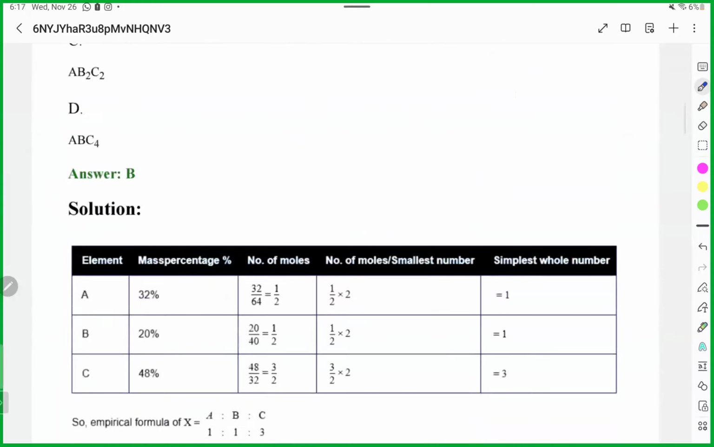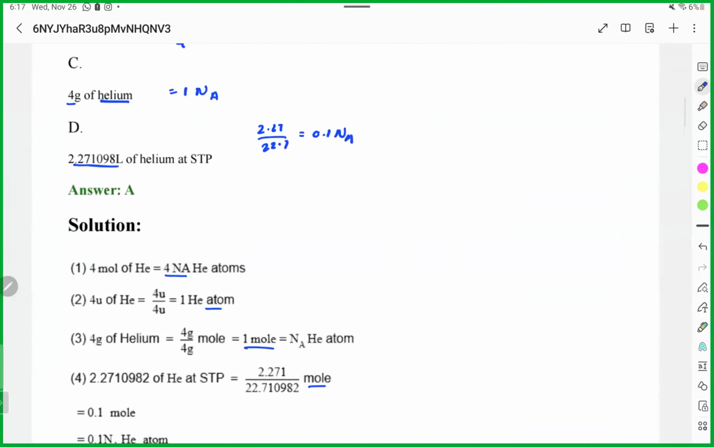Remaining thing I will do later. So you have a lot of work to do. Almost 30 questions of laws of motion. Laws of motion, 30 questions. And around 30 questions you have to do from mole concept. So that's all for today's class.